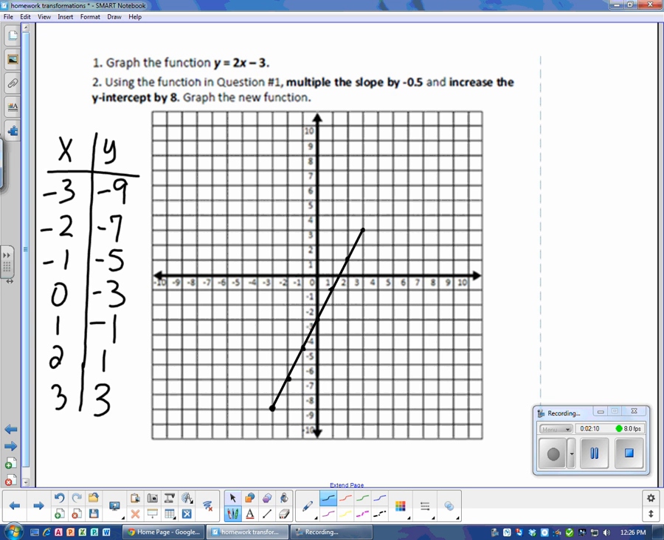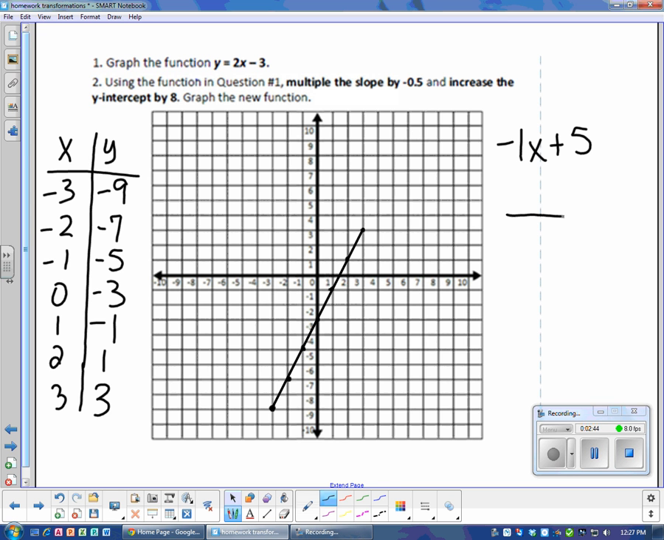Question number 2 says, using the function in question number 1, multiply the slope by -1/2 and increase the y-intercept by 8. Graph the new function. So they're saying to multiply my slope by -1/2. So 2 times -0.5 is going to give me -1x. And then it says to increase the y-intercept by 8, so it's 8 minus 3, which is +5.